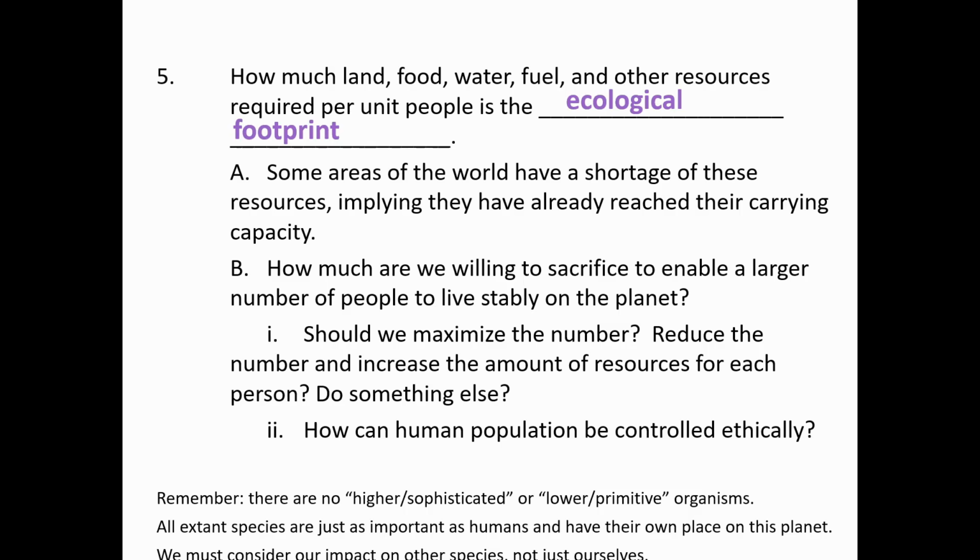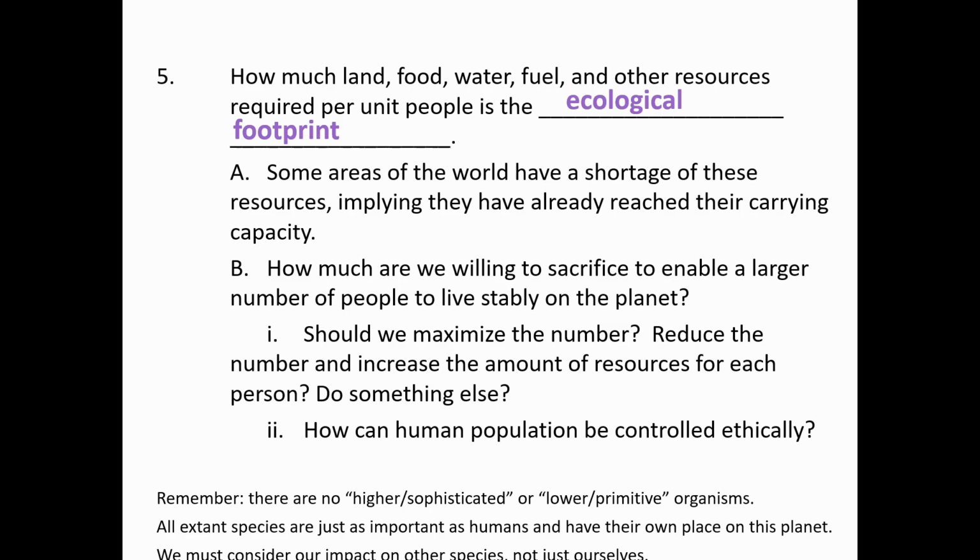And so the question that we can ask ourselves is also, how much are we willing to sacrifice to allow more people to live on the planet stably? That's one thing we have to think about within our own lifetime, since we're probably going to reach that carrying capacity within this lifetime. So how do we maximize a number? Should we maximize a number, or should we reduce the number and increase the resources for each person, or do something else? These are more ethical or moral questions that we have to ask ourselves and ask of those who are in power or in charge. How can we basically control the human population ethically so that we're not destroying the planet and in turn not destroying ourselves?